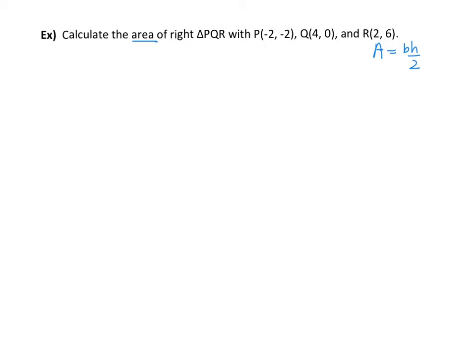Now the second thing it's telling me is that this is a right angle triangle. Now when I'm calculating area of a triangle, I know that the base and the height have to meet at a 90-degree angle. And if this is a right angle triangle, then I could use the one side as my base and the second side that forms that right angle as my height. Okay, so that is going to make this question a bit easier.